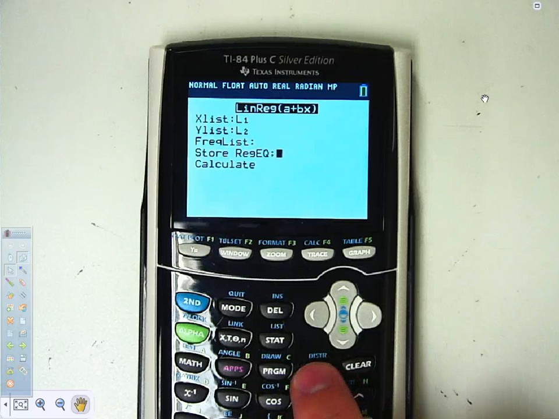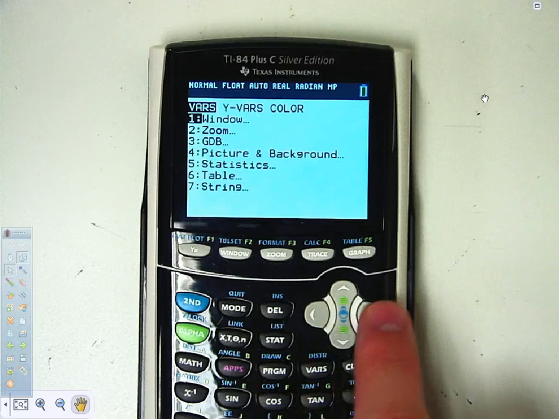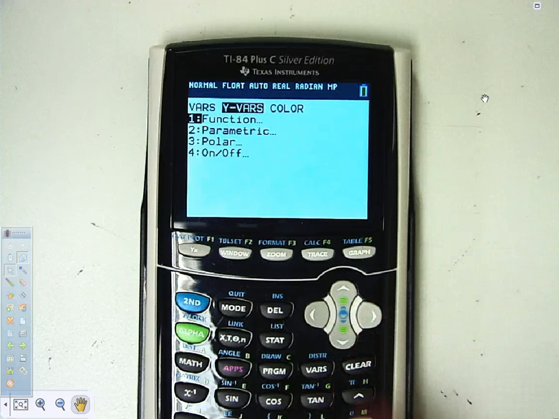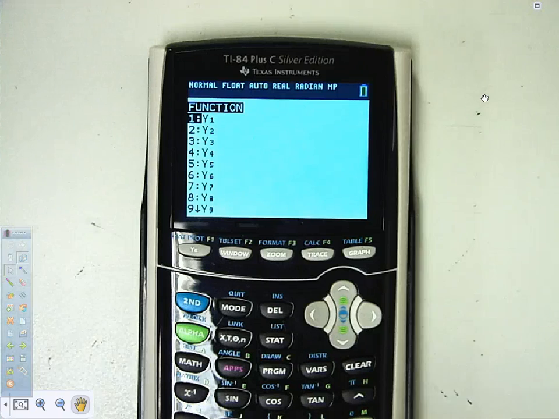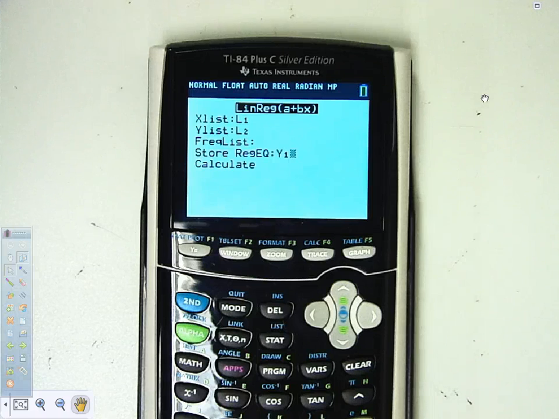So we go to vars, which is right here, and we go over to Y vars. That's where all of our Y's are. And if you hit enter on function, if you hit Y equals, you would see those same functions, Y1, Y2, Y3, Y4, Y5, whatever. I'm going to store my regression equation in Y1.